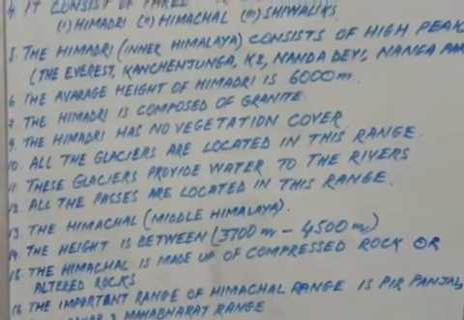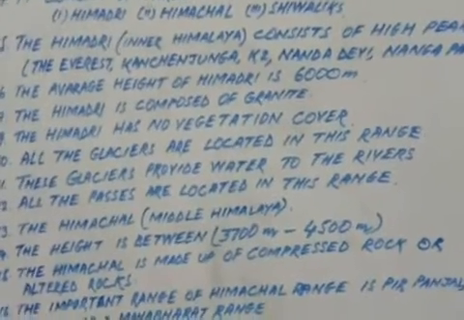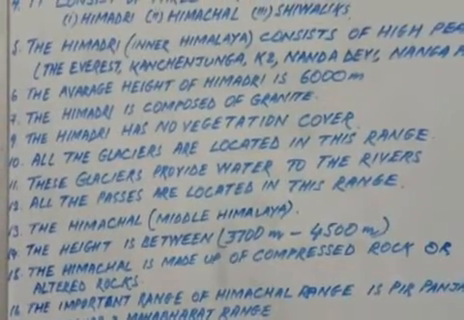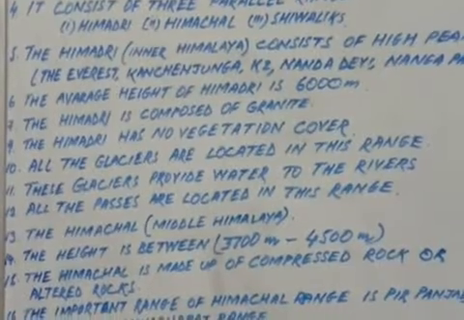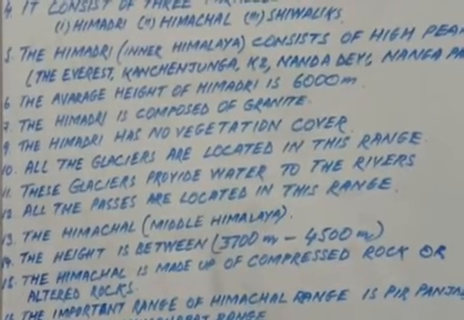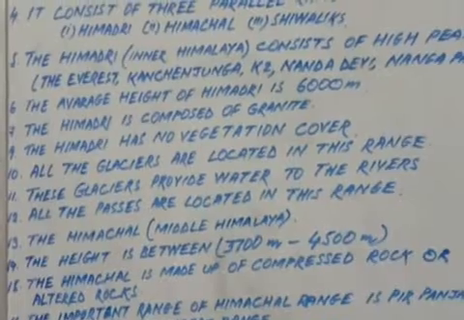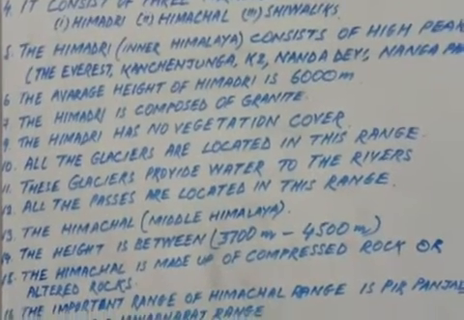Now, all the passes are located in this range. Passes are places or natural roads between the mountains, like Nathula Pass, Shipkila Pass, Karakoram Pass. All these are located in this range.